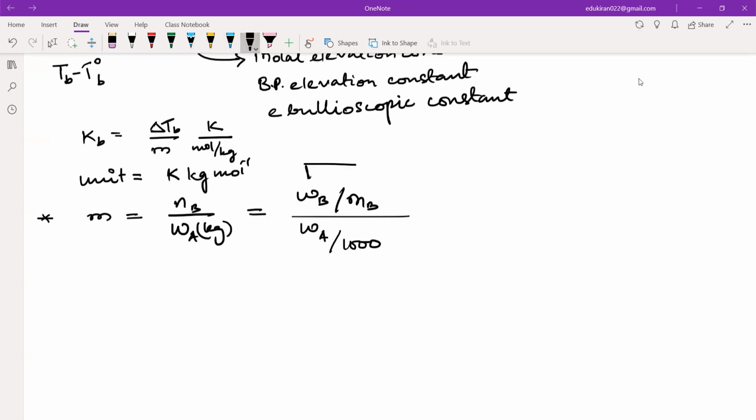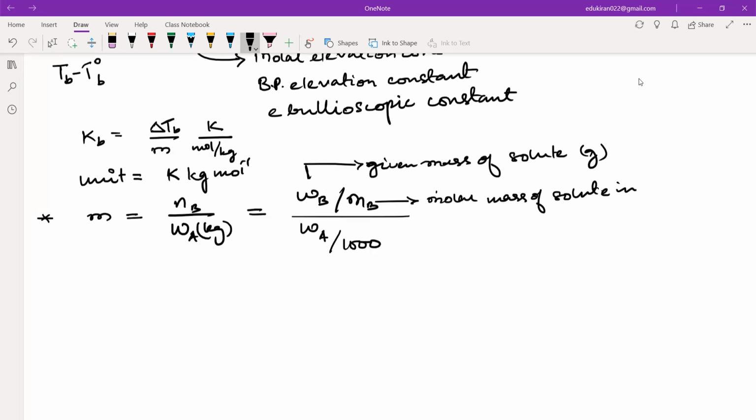What is WB? WB is given mass of solute in grams. MB is molar mass of solute in grams. Okay. What is WA? WA is mass of solvent in grams. Mass of solvent in grams. Okay. Now what we are going to do?